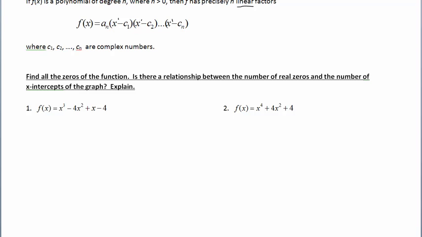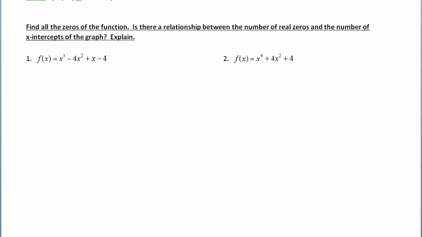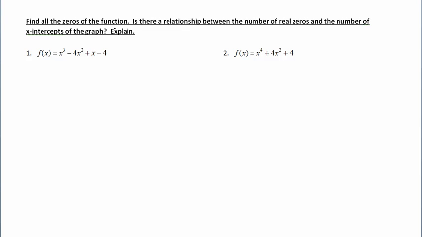Alright, so with that information, what are we going to be doing? We're going to be finding all the zeros of the function, and then deciding if there's a relationship between the number of those zeros and the number of real zeros and the number of x-intercepts of the graph, and then we're going to explain. To help us in our understanding of these questions, I think the best thing is to take this function, and if they don't provide a graph for you, type it into your calculator and produce a graph. So just over here to the side, let's get a rough sketch.